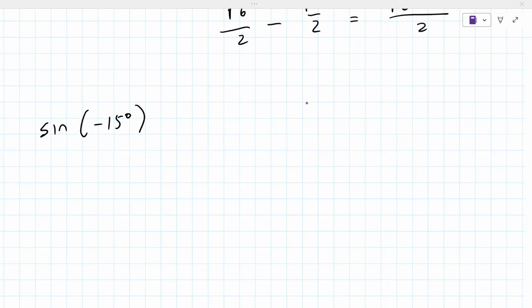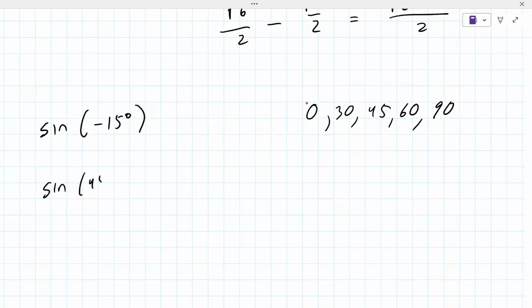And you typically want to use some combination of these. You have to use something that's on the unit circle. So you would go this way: 45 minus 60. Could you also do 30 minus 45? Yeah, there's plenty of possibilities.